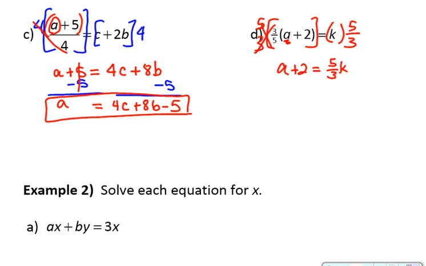And finally, to finish isolating the a, I'm going to subtract 2 from both sides. And that's going to leave me with, this goes away, a is equal to 5/3. Okay, subtract 2.